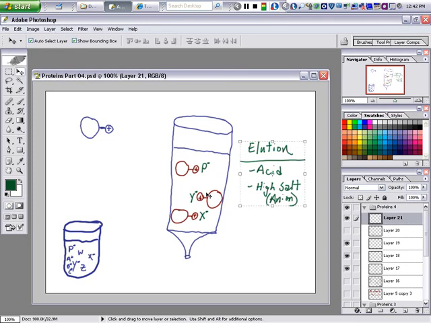Okay, now, what's going to happen to all of these other proteins? What's going to happen to A plus, B plus, C plus, W, and Z? What's going to happen to those? They're just going to pass on through the column. They're not going to be held by anything. And so they're going to pass through the column, and you're going to have them here.